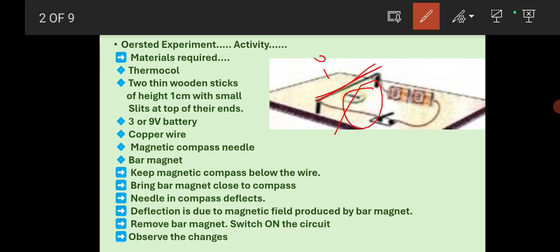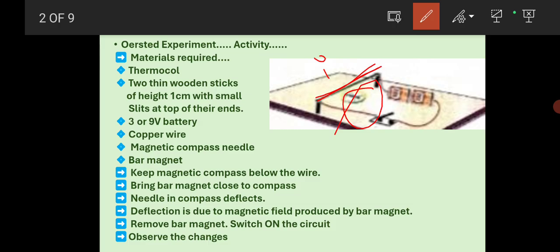Okay, we observe that the compass needle is deflected. Now the question is, the bar magnet is not here. Not only the bar magnet, but there is no other source nearby the compass needle which produces a magnetic field. When magnetic sources are not nearby, the compass needle must not deflect. But it is deflecting, showing the presence of a magnetic field nearby it.